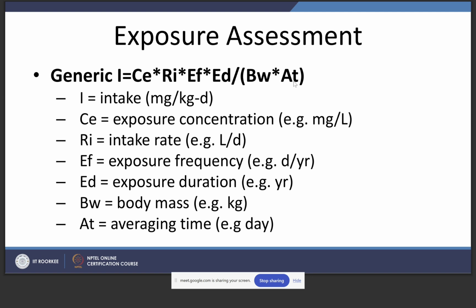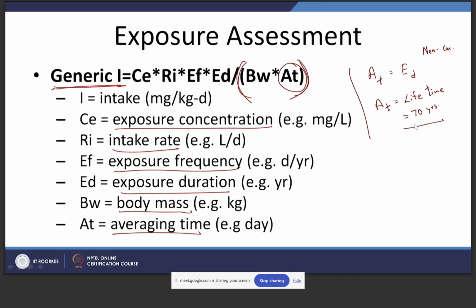So for calculation of risk due to cancer, this averaging time will be 70 years, because for cancer risk we take the lifespan. And if it is for non-cancerous pollutants, then we will take it as per given in the example. So again, this is that only.